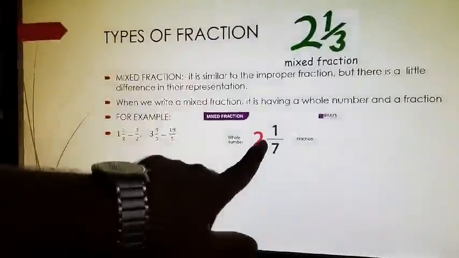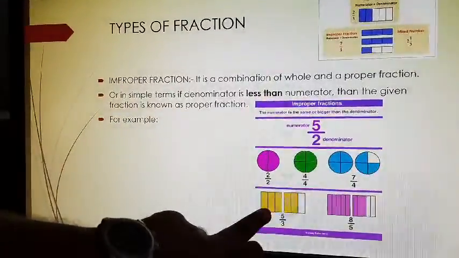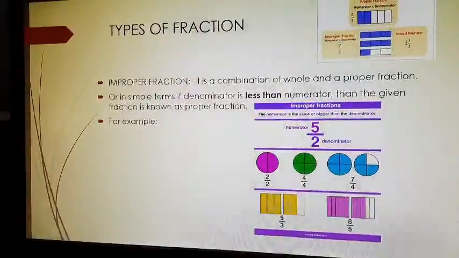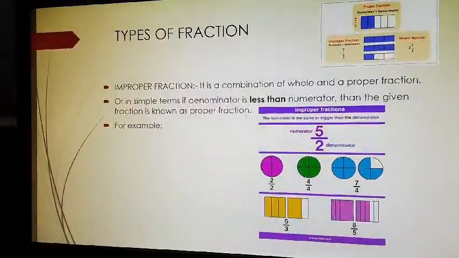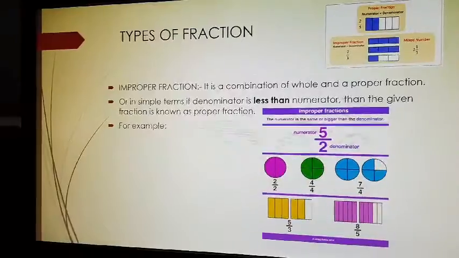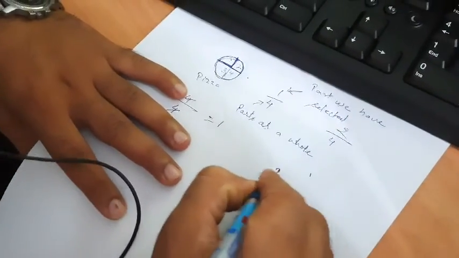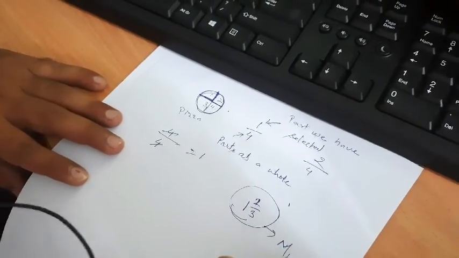So this means if we have one part as a whole and 2 by 3 as a fraction, it will be represented as 1 and 2 by 3. Mixed fraction.